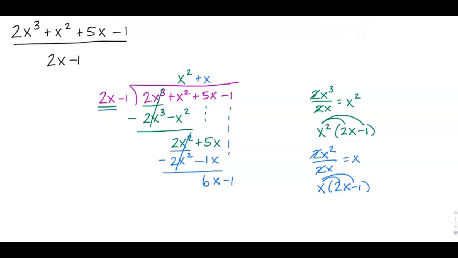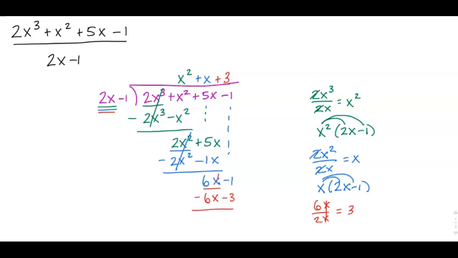So we're back to the beginning of the process, back to divide. Take the leading term on the inside and divide by the leading term on the outside. So we're thinking about 6x divided by 2x. 6 divided by 2 is 3. The x's cancel this time. I'm going to put a plus 3 up on top. So 3 times 2x minus 1 gives us 6x. 3 times a negative 1 gives us minus 3.